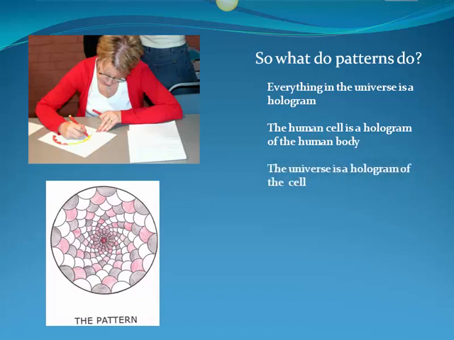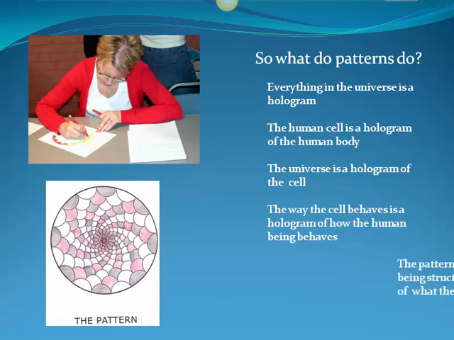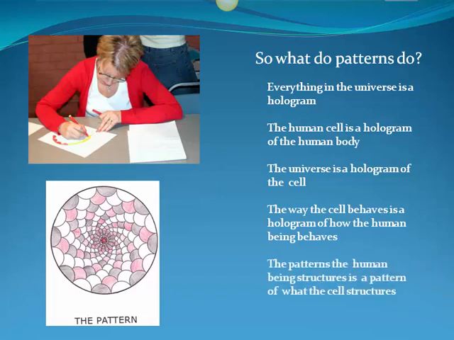Now, the universe, as I said, is a hologram of the cell. And the way the cell behaves is a hologram of how the human being behaves. And this is where it becomes representative of doing that pattern. So in doing that, you're looking at colouring in really the same way that every cell in your body is performing. And so that is part of the whole hologram. The patterns that the human being structures is also the pattern of what the cell structures. So this is what I mean by the holographic process.